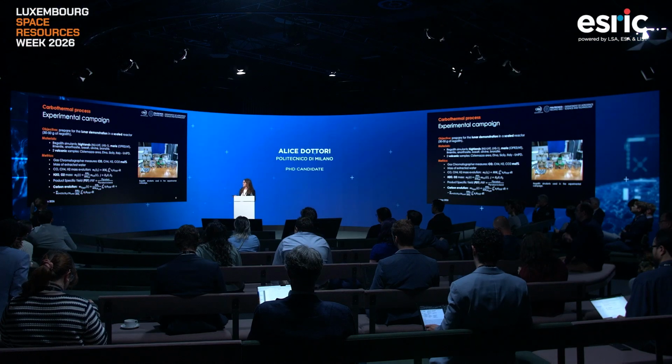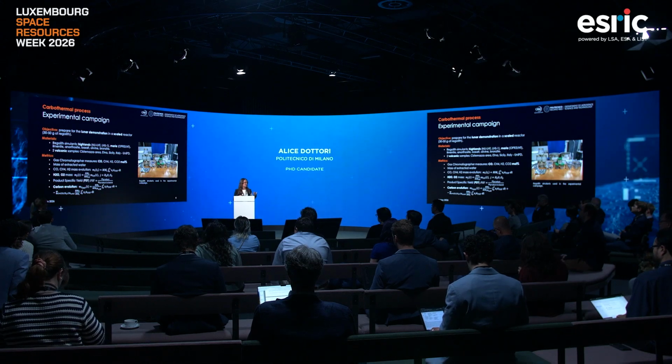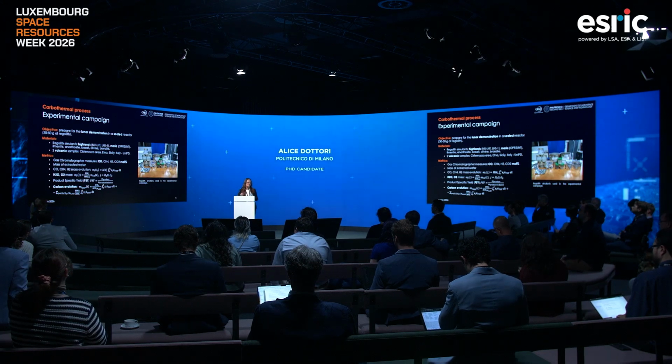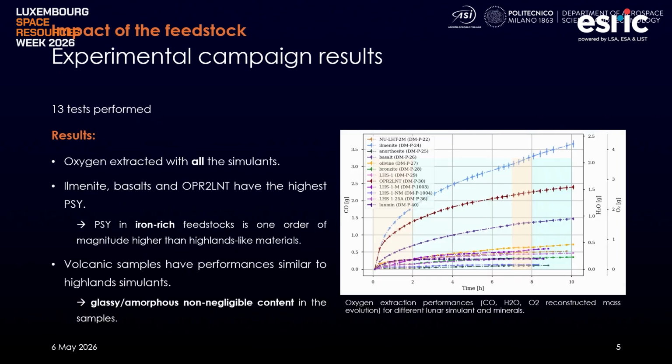In particular, we are interested in the carbon oxide evolution downstream of this main reactor. And once we compute the mass of extracted oxygen, we are also able to define our process yield as the mass of oxygen extracted with respect to the mass of oxygen available in the batch. So these are some of the results with different feedstocks.